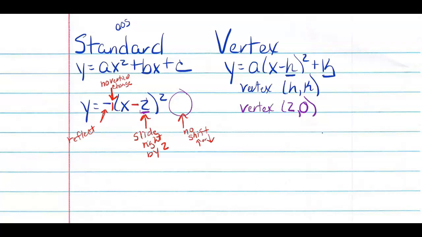So yes, it reflects. No, there's not a vertical change. It is a slide, and it slides to the right, that positive, and there's no shift up or down because there's no k value or c value at the end.